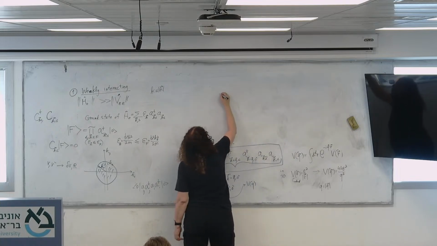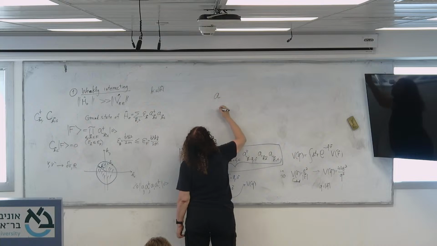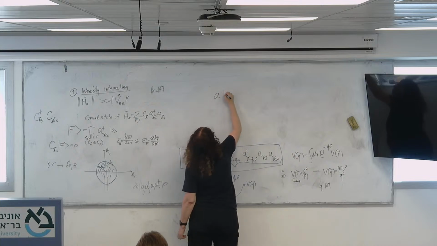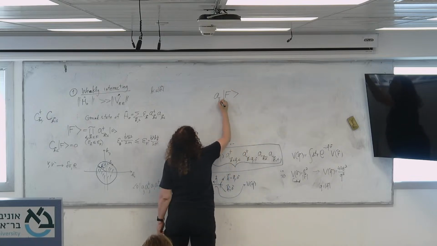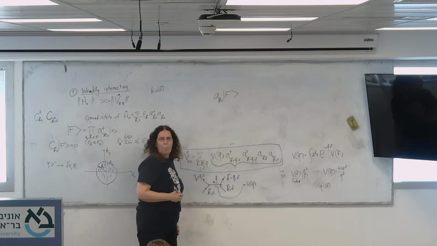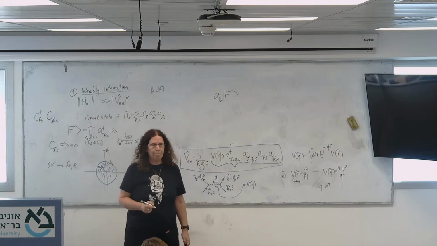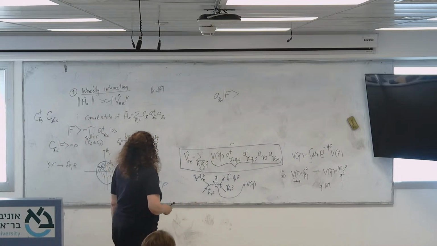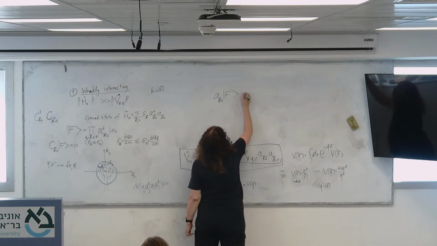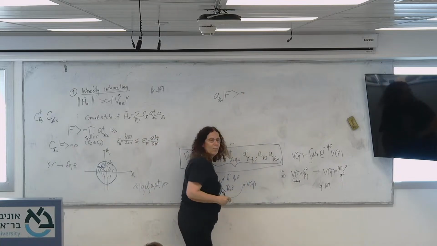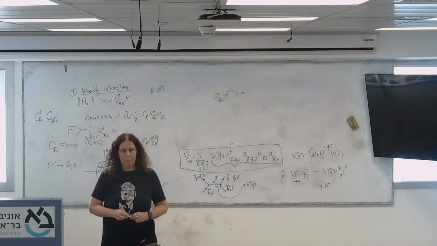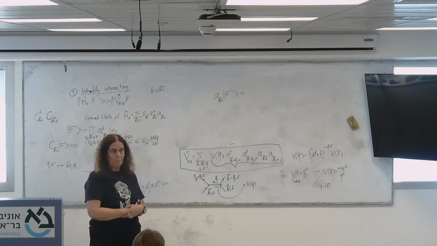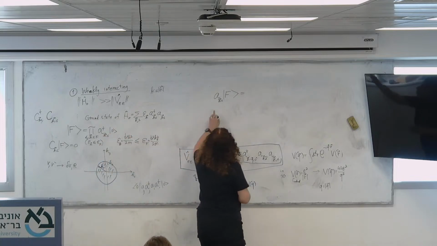I want to check if I take the Fermi sea and I apply on it an annihilation operator, okay? Will I always get 0? Or actually, in which case will I get 0? Okay, let me put it this way. Let's see what it does.